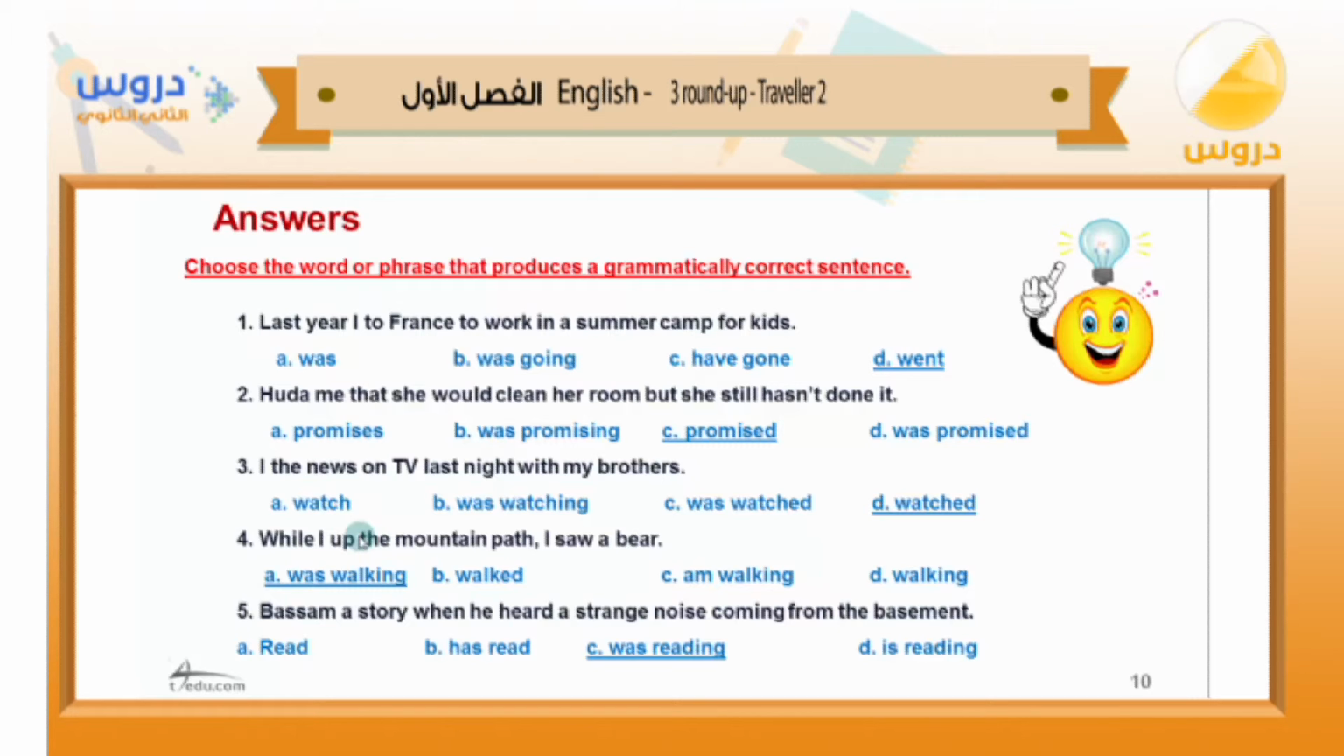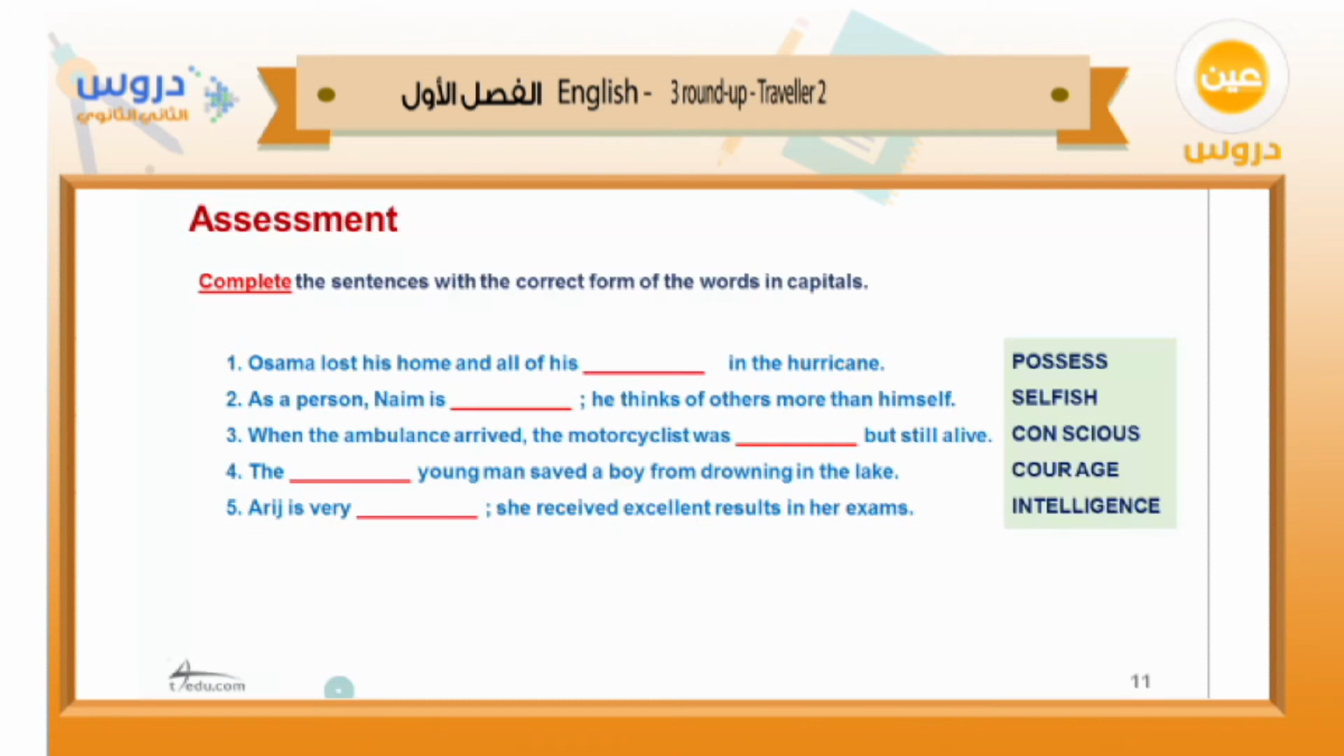Let's check the answers here. Number 1: last year I went to France. 2: Huda promised me. 3: I watched the news on TV. 4: while I was walking. And 5: Bassam was reading a story when he heard a strange noise coming from the basement.